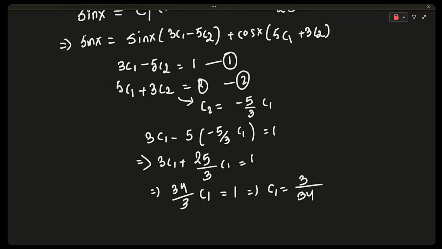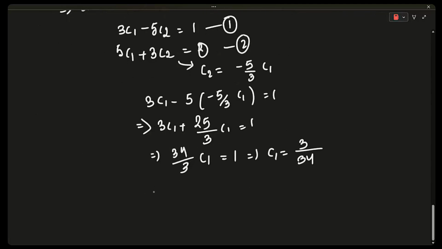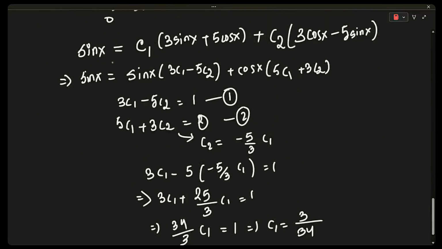Now, once you have 3 by 34, we can also find out C2, right? What would be C2 then? Well, C2 would be simply, as we talked, minus 5 by 3 into 3 by 34, which is minus 5 by 34. Now we have C1 and C2, and we can write this.